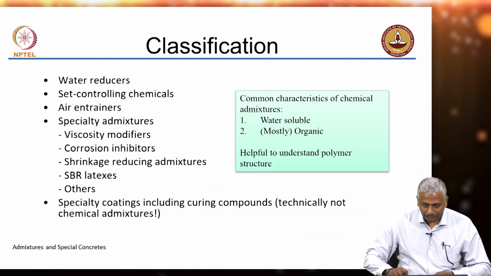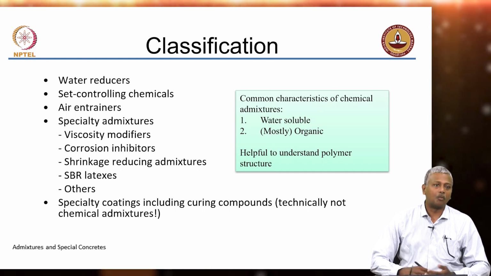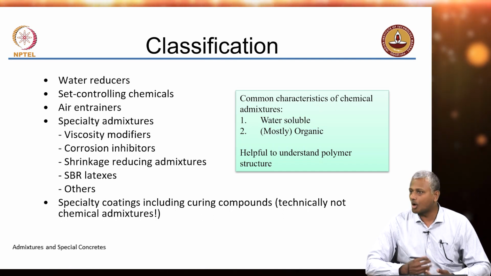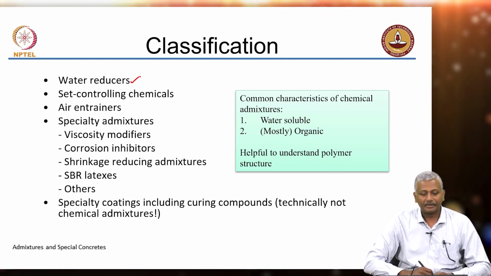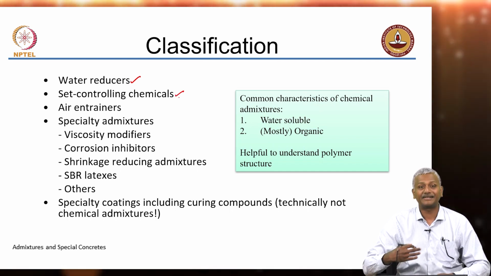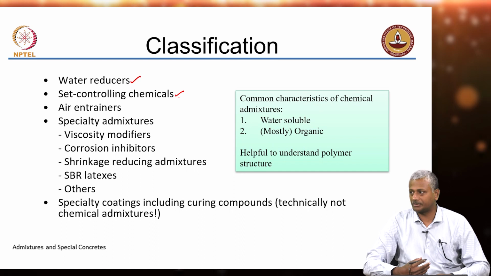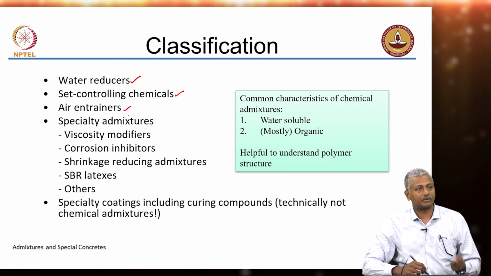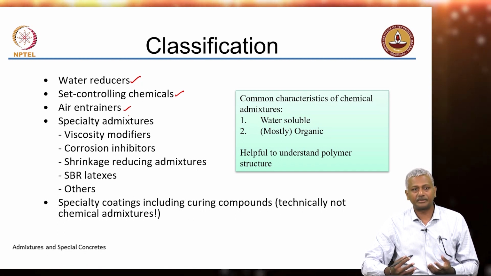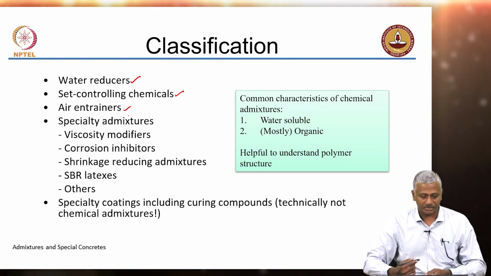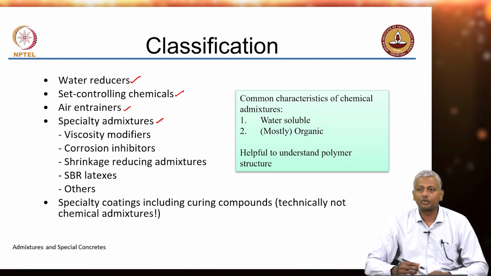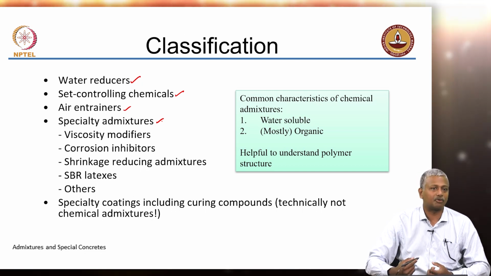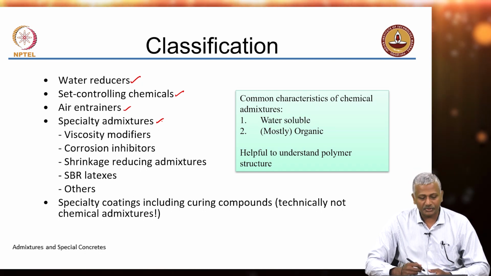Now, for the purposes of modern day construction, we divide chemical admixtures into various categories. The most common categories are the water reducers. Then we have set controlling chemicals, either set acceleration or set retardation. And then we have air-entraining chemicals, which are introducing air wantedly into the concrete for the purposes of providing durability in freezing conditions. And then you have specialty admixtures, which could be of different types. Sometimes you want to make your concrete thixotropic or stabilize high flowing concrete and prevent segregation, so you use viscosity modifiers.